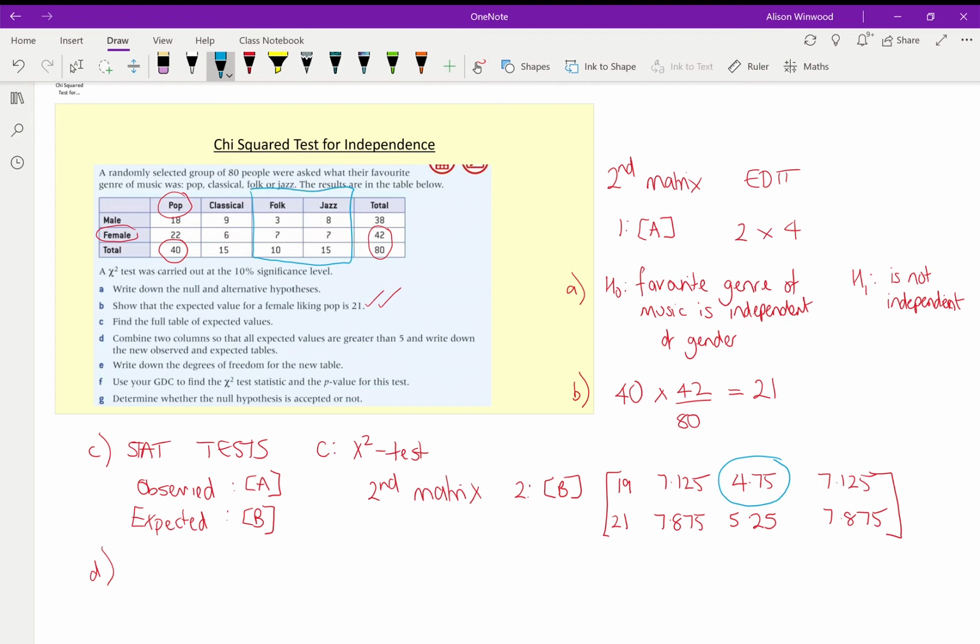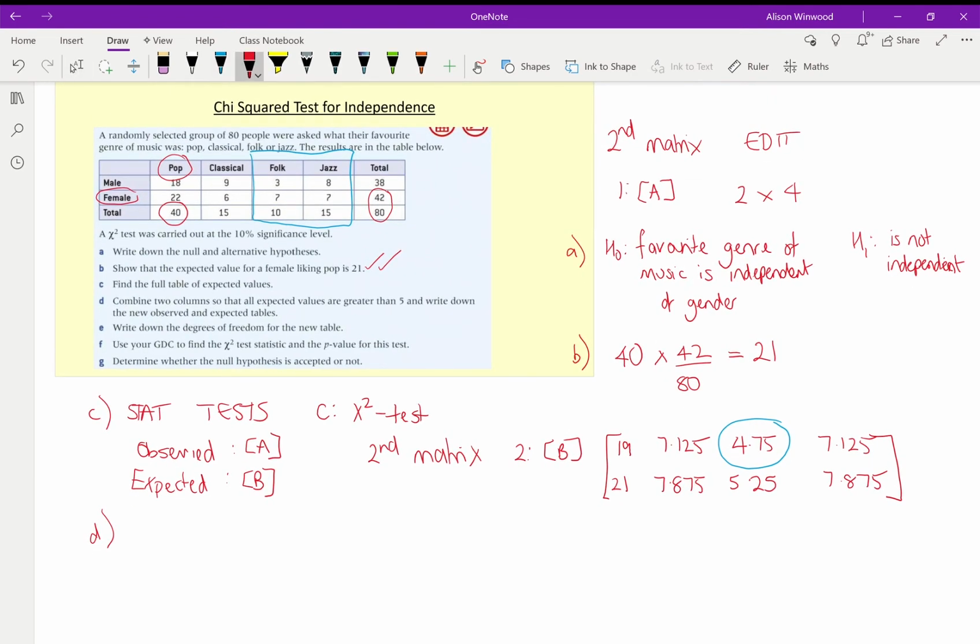So we'll need to go back to our first matrix and change it so that it's now a 2 by 3 matrix with those 2 columns put together. So we need to edit matrix A, and just change the last column to say 11 and 14. So our matrix now is 18, 9, 11, 22, 6, 14.